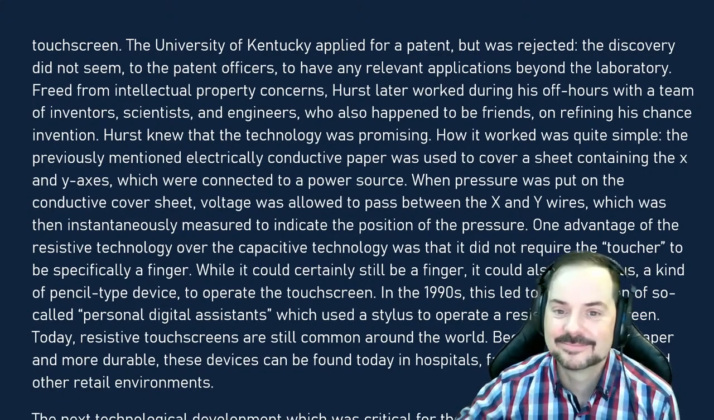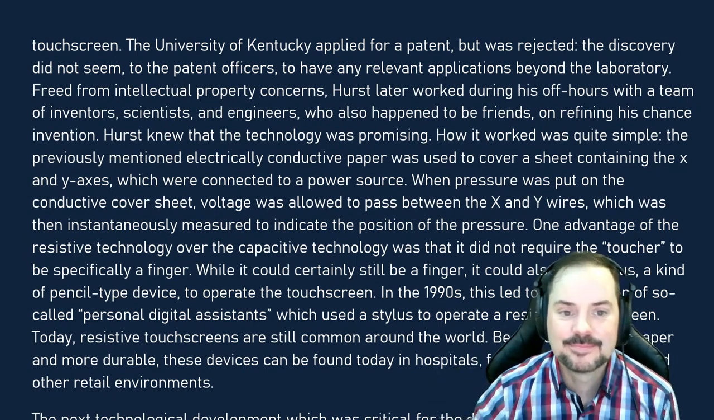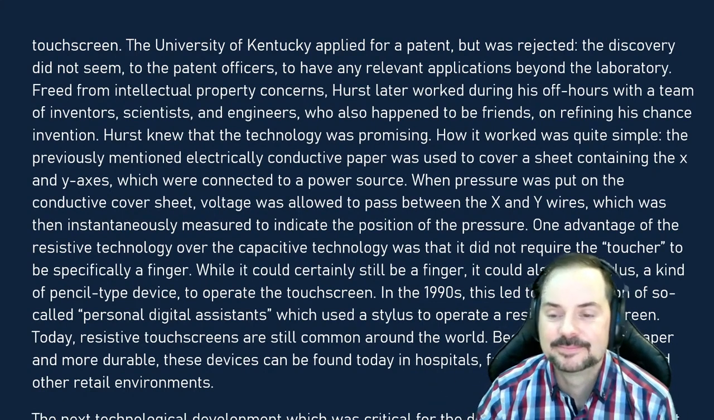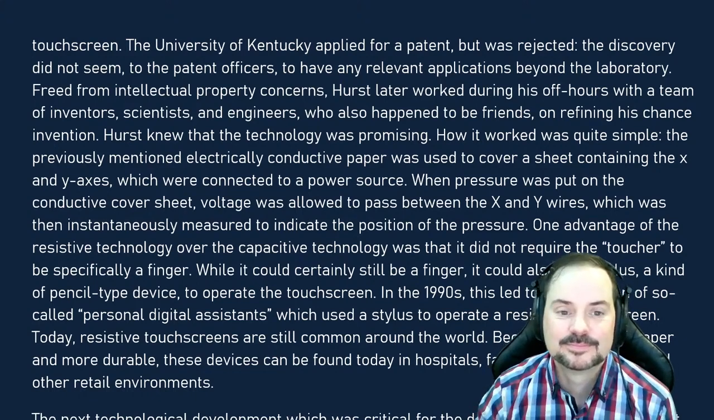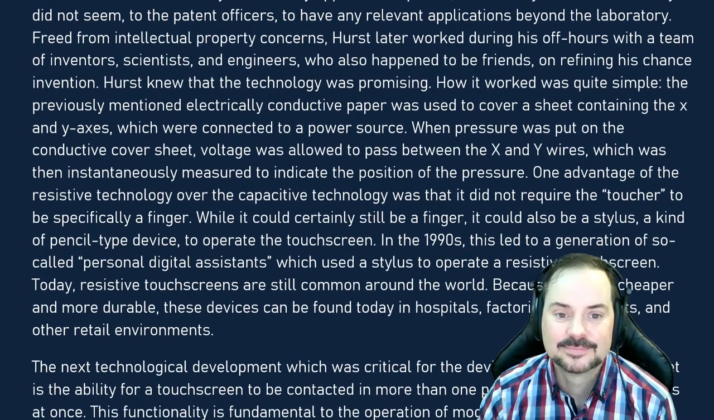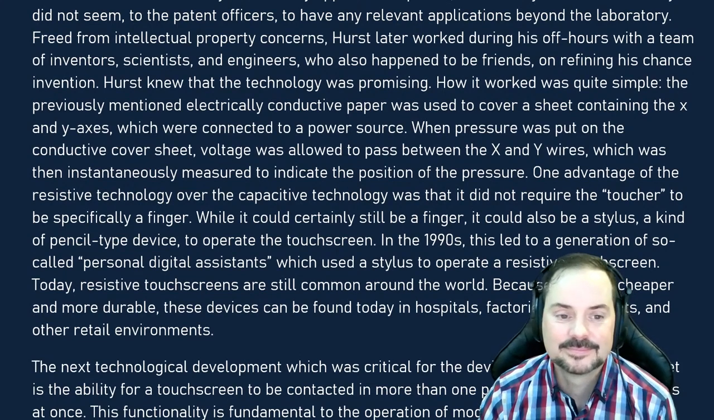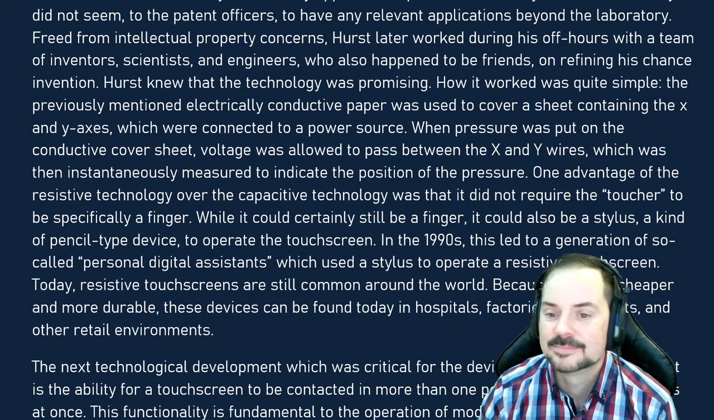The University of Kentucky applied for a patent but was rejected. The discovery did not seem to the patent officers to have any relevant applications beyond a laboratory. Freed from intellectual property concerns, Hurst later worked during his off hours with a team of inventors, scientists, and engineers who also happened to be friends on refining his chance invention. Hurst knew that the technology was promising. How it worked was quite simple. The previously mentioned electrically conductive paper was used to cover the sheet containing the X and Y axes, which were connected to a power source.